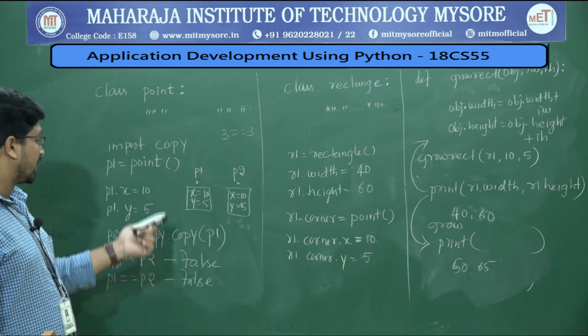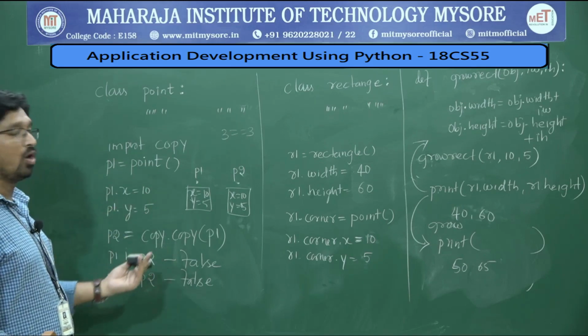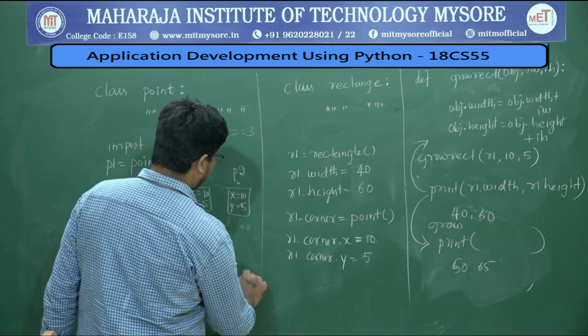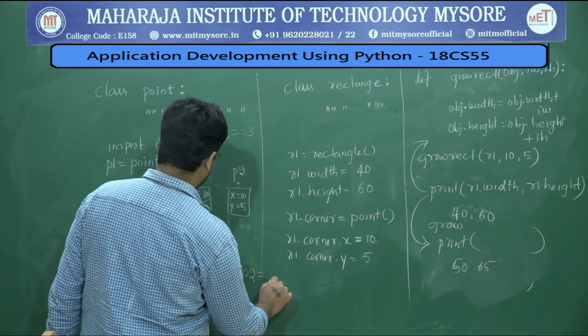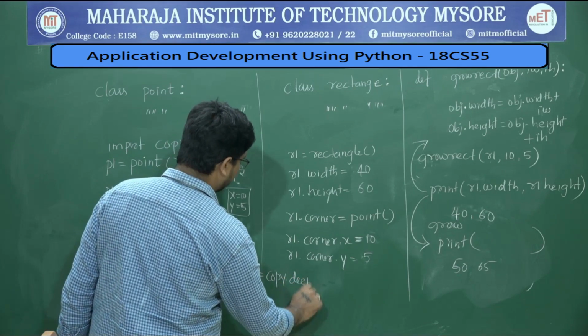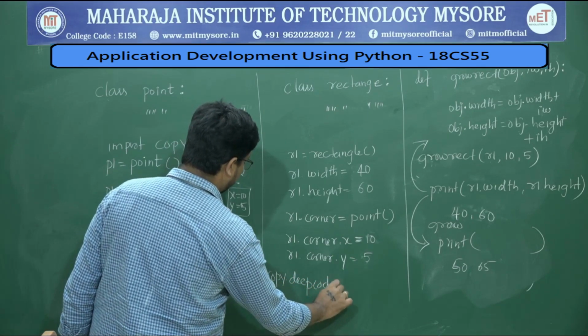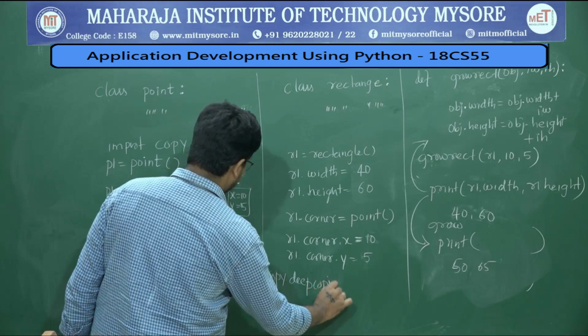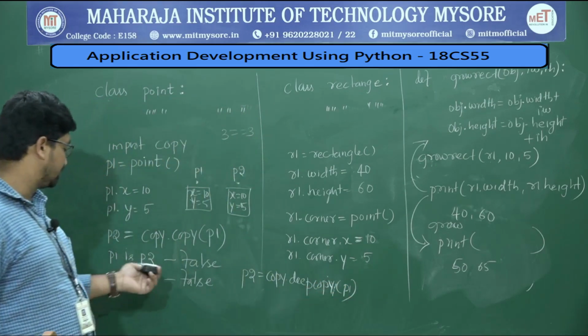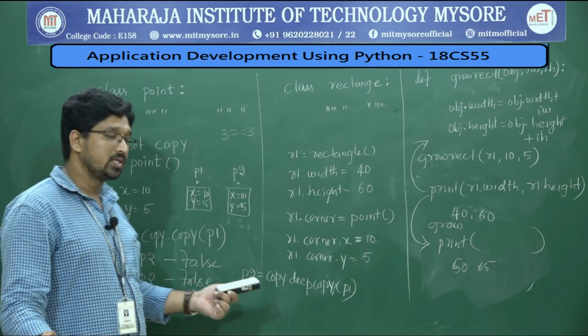If you want to create the same copy of information, then you should use what? P2 = copy.deepcopy(P1). Now if I check whether P1 is P2, yes, I will get true as a result.